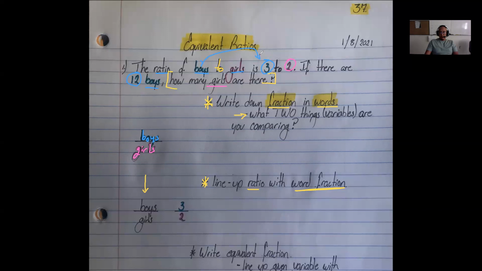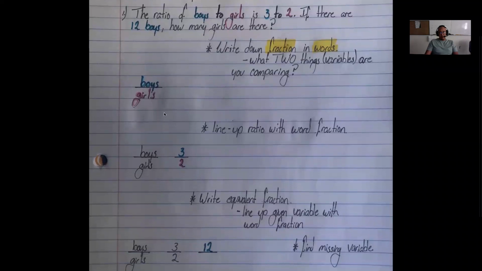Remember, boys here was 3, so I'm going to put a 3 in the numerator. And girls here was 2, so I'm going to put a 2 in the denominator. And that's it. I have the word fraction, and I have the ratio lined up correctly. The boys with 3, the girls with 2. Awesome. So far, we just wrote down the problem.